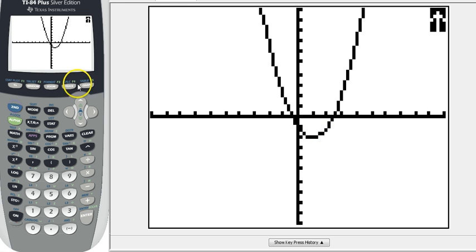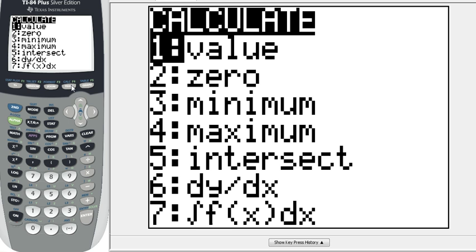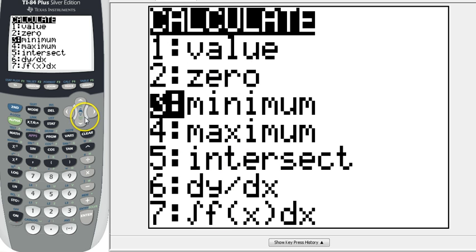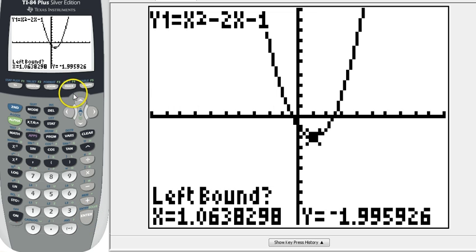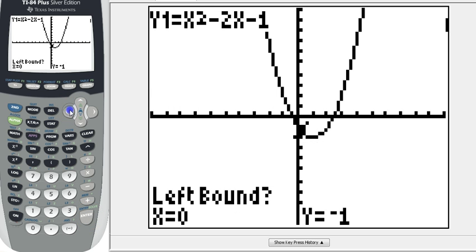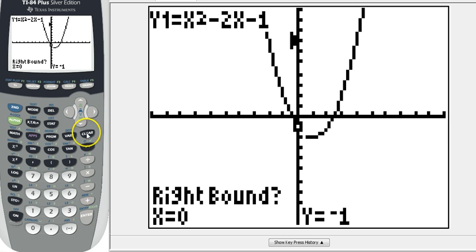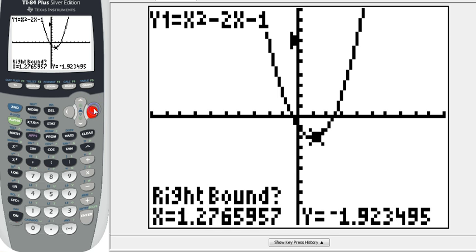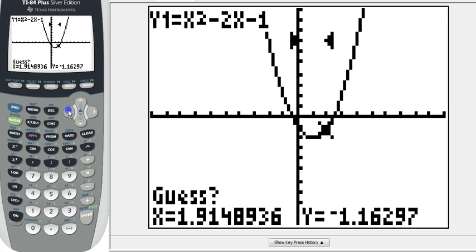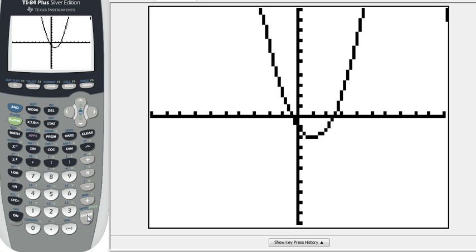We hit second, trace, and if you look at all your options here, we have a thing called minimum. So let's click on that. I want to be to the left of that. It says left bound. That means be to the left of the point that we're looking for, and hit enter somewhere. I'll hit enter over here. Now it says right bound. It's trying to find a range to look for the answer in. So I'm going to hit enter to the right of the point. Now I'm going to go to where I think the point is and make an educated guess and hit enter.